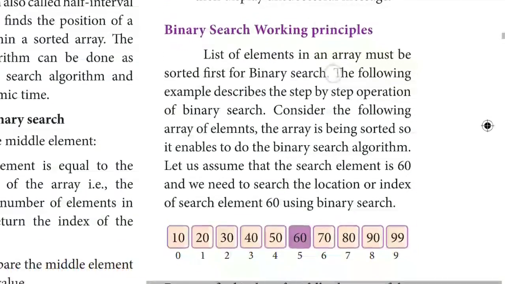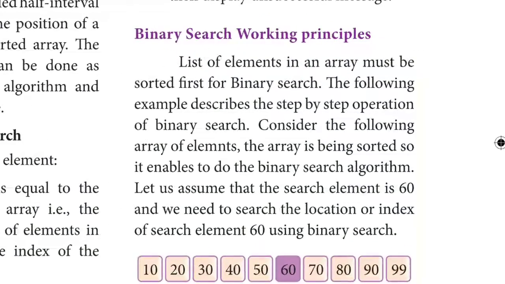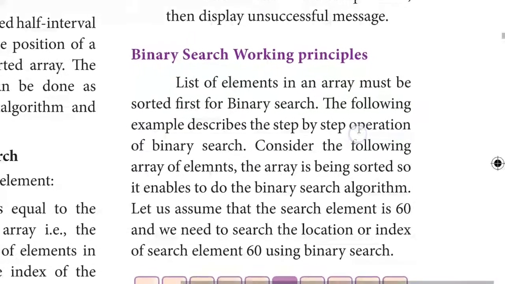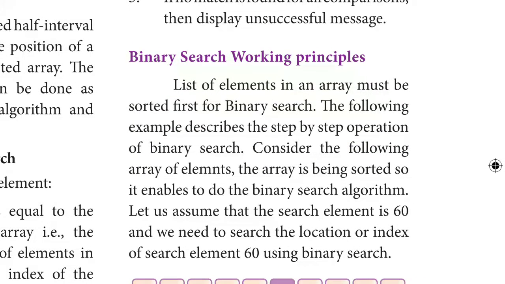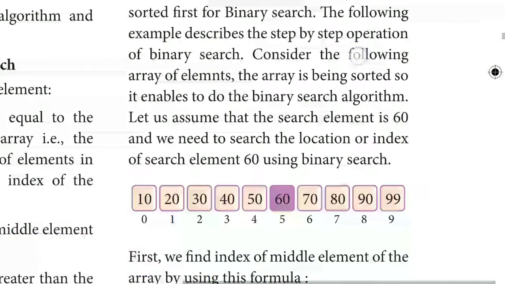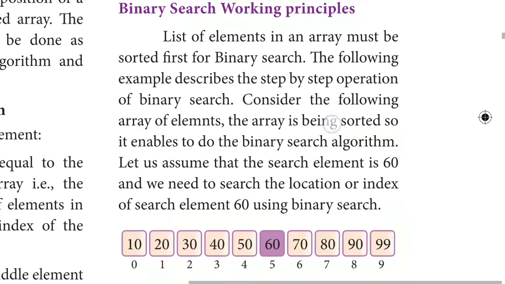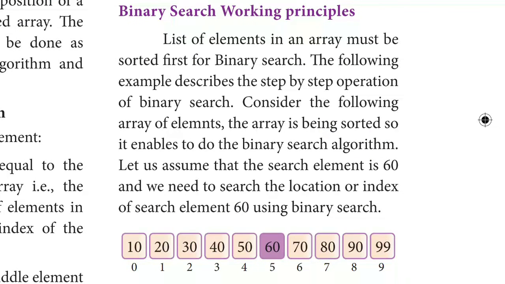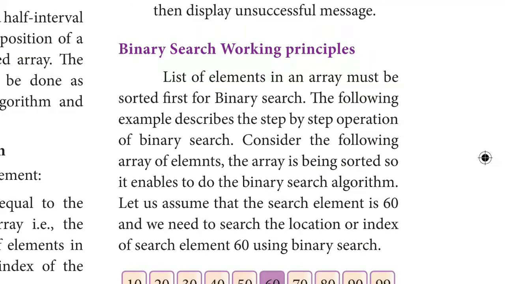So here they have given one example. The list of elements in an array must be sorted first for binary search. Okay, so here you can see that this is the example. It is sorted in increasing order, from lower element to higher element.